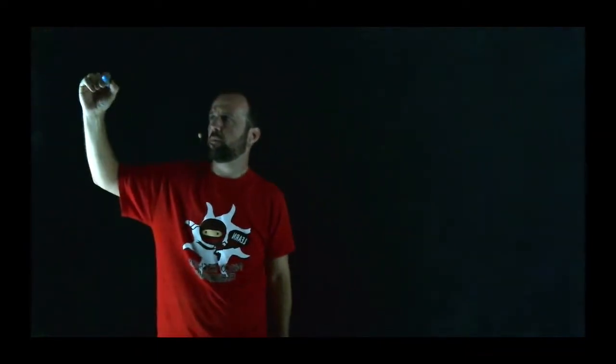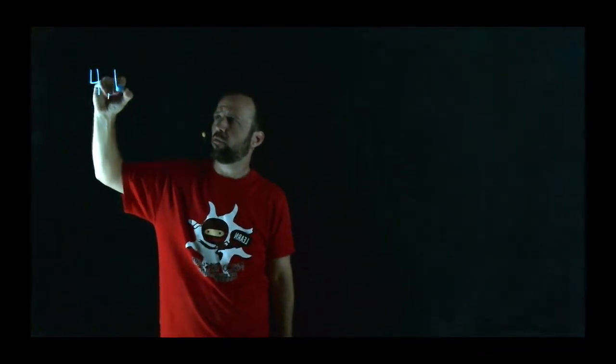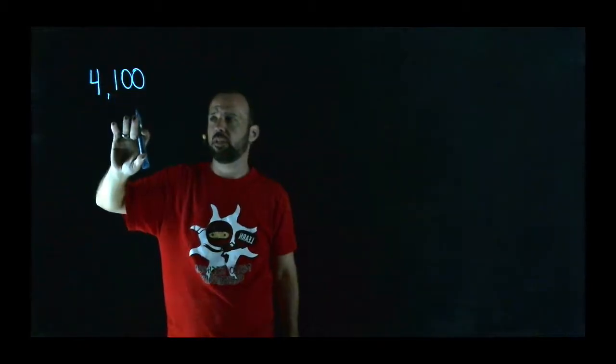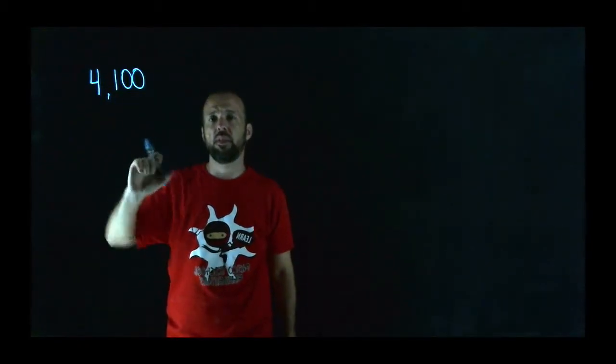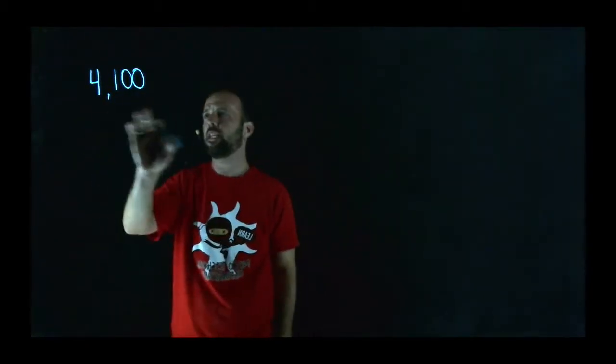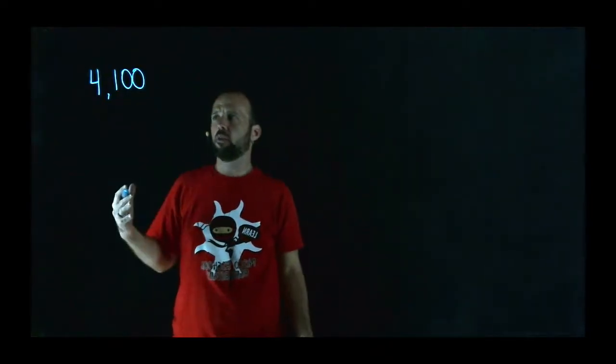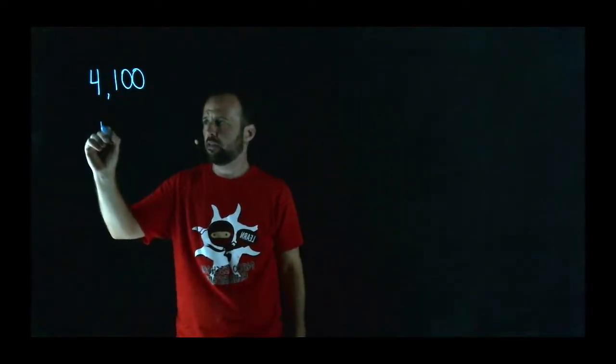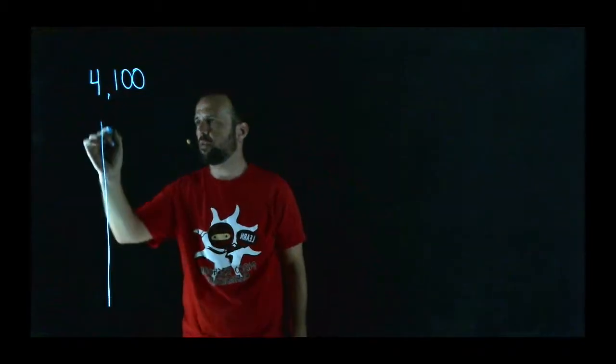So let's take a look at an example where we're going to use that halfway point to help us round. Our first example, what we're going to be doing is rounding the number 4,100 to the nearest thousands place. Thinking about that number 4,100, I'm going to start by drawing my vertical number line here.